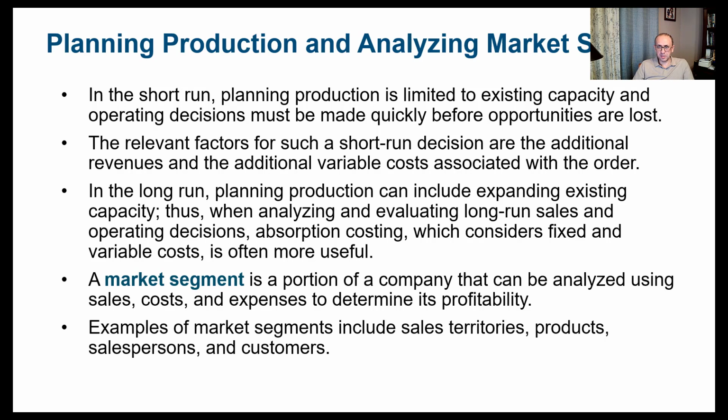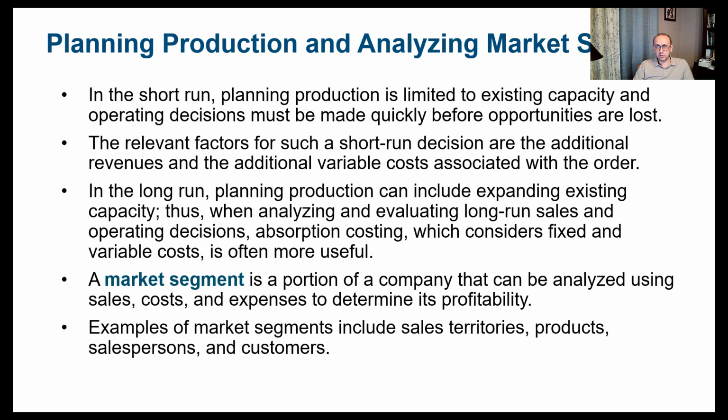So let's say our capacity is between 10,000 to 15,000. We cannot really change our plans to start producing 50,000. Our range is only between 10 to 15,000. To increase it to 50,000, that's something that would require some more time. So in the short run, again, planning production is only limited to existing capacity, and operating decisions must be made quickly before opportunities are lost.